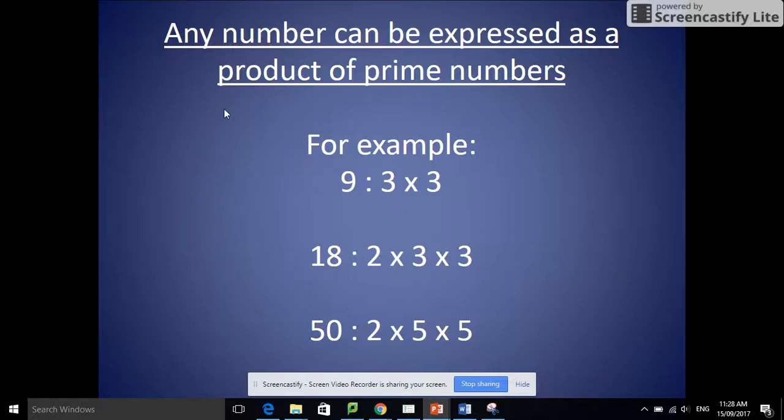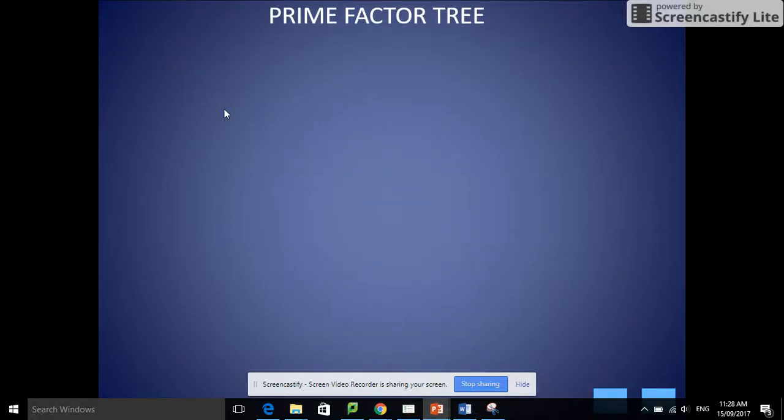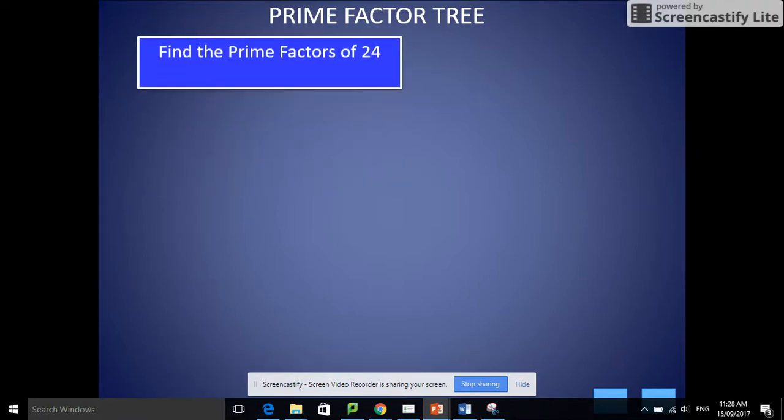Okay, so we are looking at prime factor trees. I really like doing these prime factor trees, so I'm hoping you will like doing them too. We're going to look at three different ways that we can do this. So find the prime factors of 24.